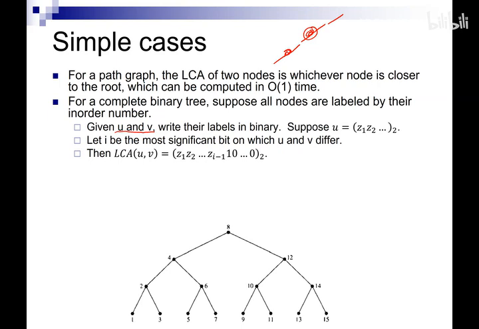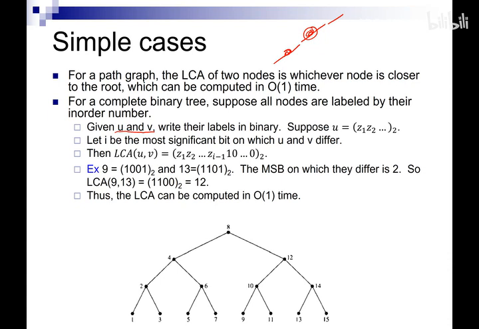Okay, and then what we're going to do is, the LCA of U and V is going to be all of the bits before the ith bit. Okay, and then we're going to make the ith bit 1, and then we're going to make the other bits 0. So this is some sort of binary number. And the claim is that this is going to be the LCA of U and V.